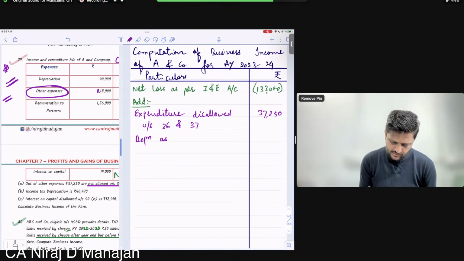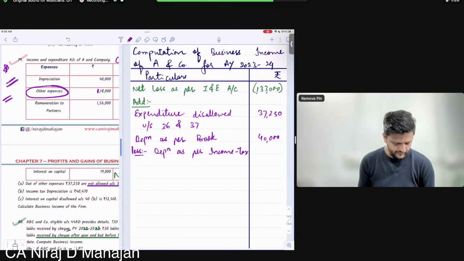Then again add depreciation as per books. That is book depreciation. How much? 40,000. So less depreciation as per income tax, or income tax depreciation, 40,470. Similarly, all of you.